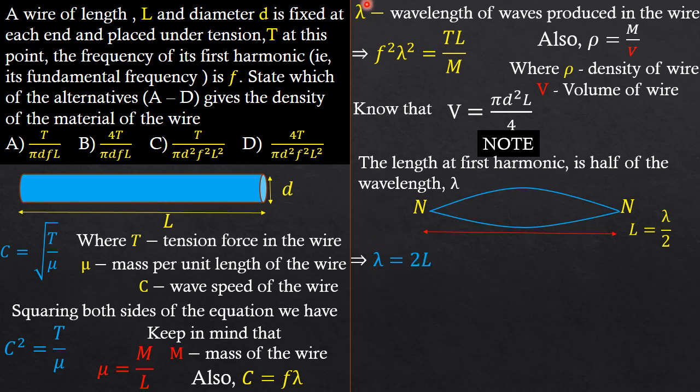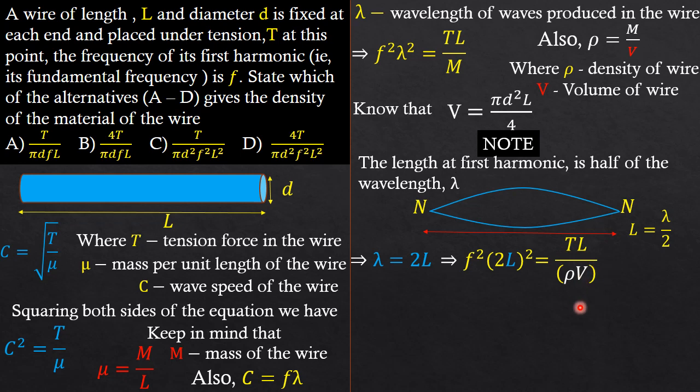So if we put our lambda into this equation, if we substitute everything, and make M the subject, we are going to have M to be the same as what? Rho times V. Okay, so plugging everything in, we're going to have f squared into 2L. Since lambda is equal to 2L, we have (2L) squared equal to T L over rho V. Good. That's what we have.